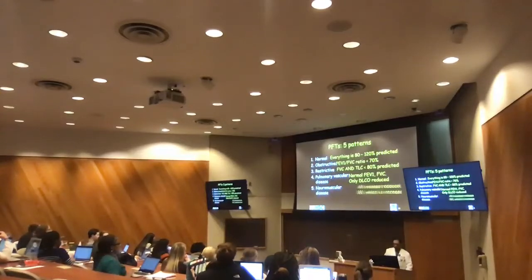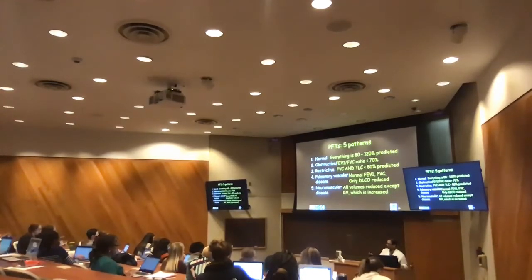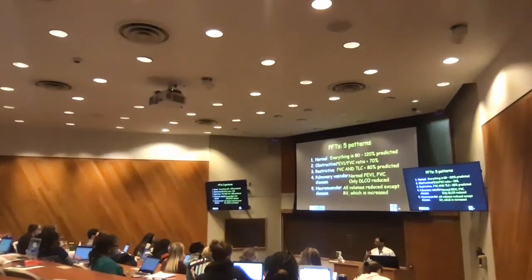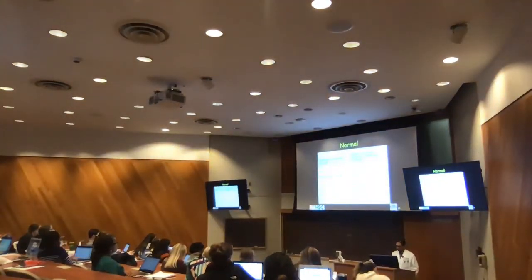Good. And neuromuscular disease. Neuromuscular disease basically, you put it on a chart, all volumes will be reduced. Only the residual volume will be high. Can anybody tell me why? Very simple. They don't have enough strength to blow everything out, so they have some residual volume that is still left behind. So all volumes will be low, but residual volume will be high.